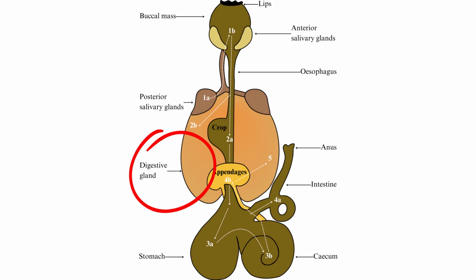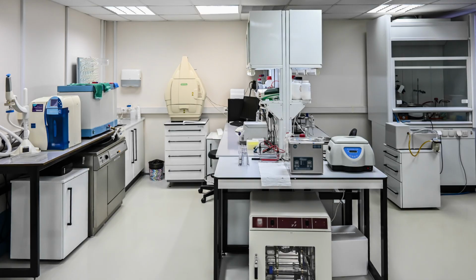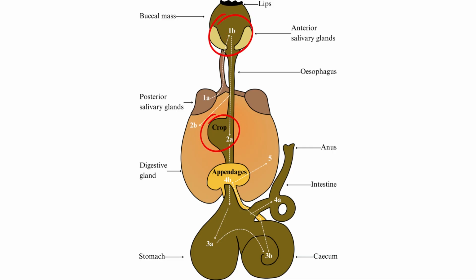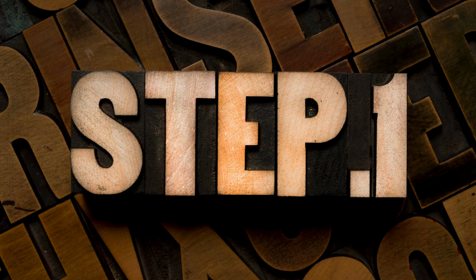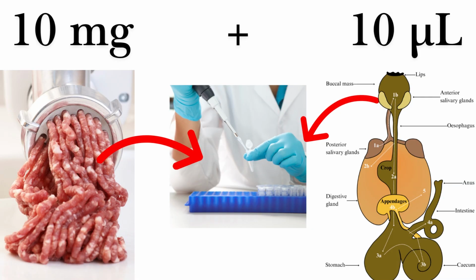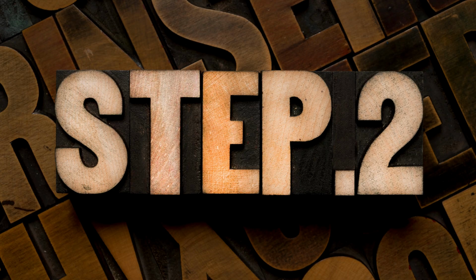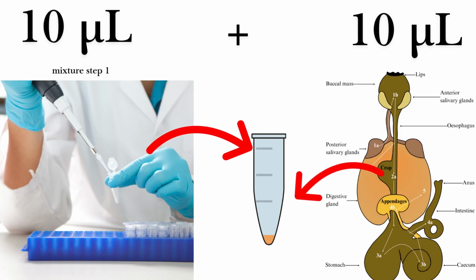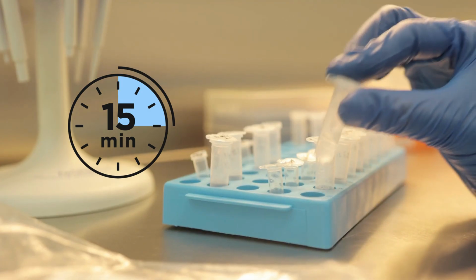digestive gland. The protocol is carried out at room temperature, approximately 24 degrees Celsius, and consists of a sequential 5-step digestion. Step 1. Mix 10 mg of the ingredient or formulation to be analyzed with 10 microliters of gastric juice from the anterior salivary glands, and incubate for 5 minutes. Step 2. Transfer 10 microliters of this mixture to a new tube. Add 10 microliters of gastric juice from the crop, and incubate for 15 minutes.